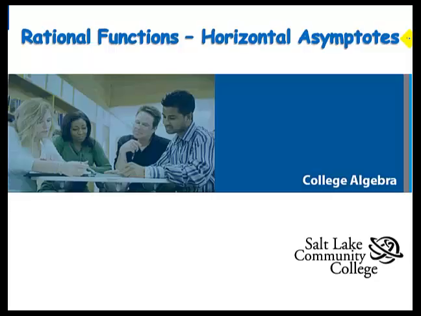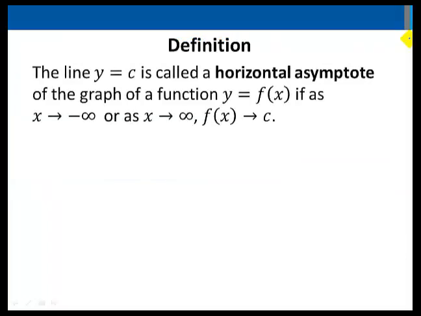In this lesson, we will continue with rational functions by finding horizontal asymptotes. The definition: the line y equals c is called a horizontal asymptote of the graph of a function y equals f of x if, as x approaches negative infinity, or as x approaches infinity, f of x approaches c.